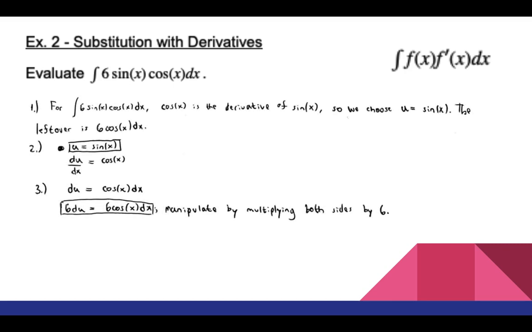So what we can take note of is, if we look at this integrand right here, that cosine of x is the derivative of sine of x, okay? So we're going to choose u to equal sine of x, okay? So as a result, choosing u to equal sine of x, the leftover is going to be 6 cosine of x dx, excuse me. So in our second step, we identify u equals sine of x. So we're going to take the derivative of u with respect to x, which gives us du over dx equals cosine of x. Okay? So as a result, we're going to get du equals cosine of x dx.